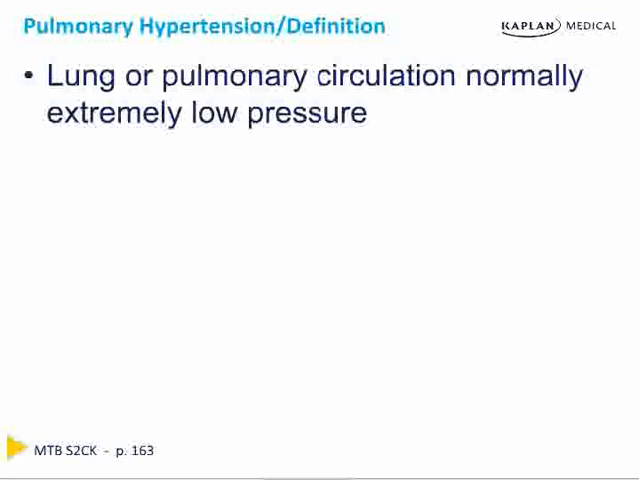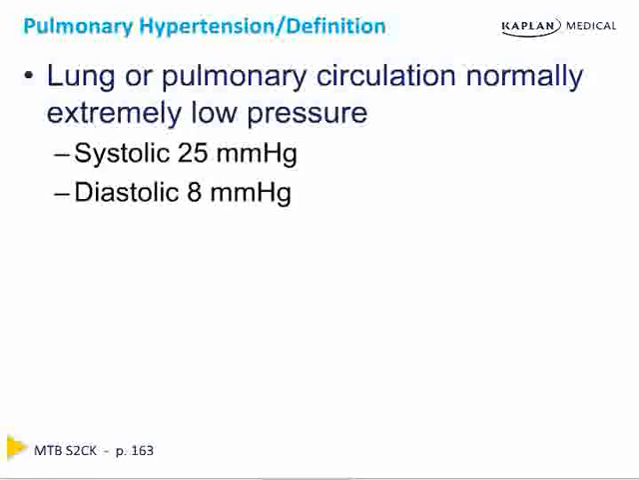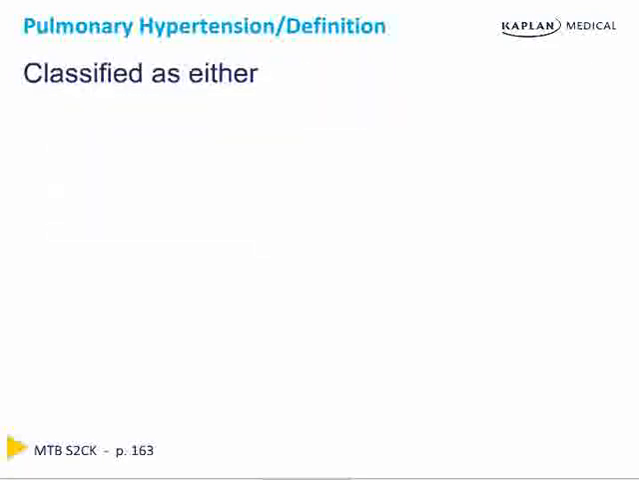In the healthy lung, the pulmonary circulation is typically extremely low pressure. Systolics are normally 25 millimeters of mercury, diastolics of 8, and a mean of about 15. Values higher than this signify the presence of pulmonary hypertension. Pulmonary hypertension is defined as either primary or secondary.